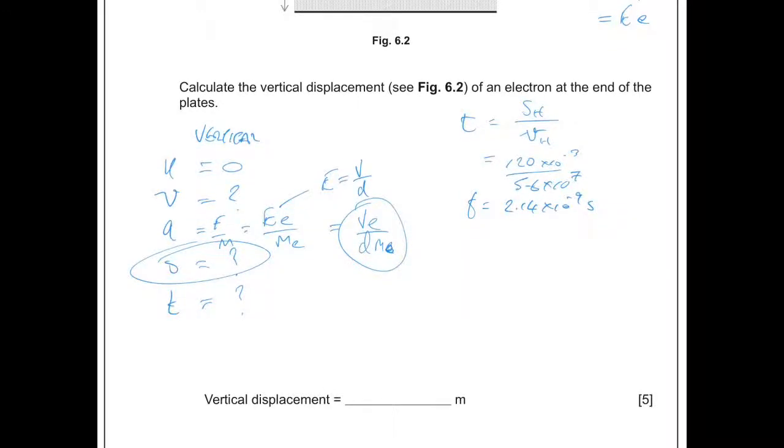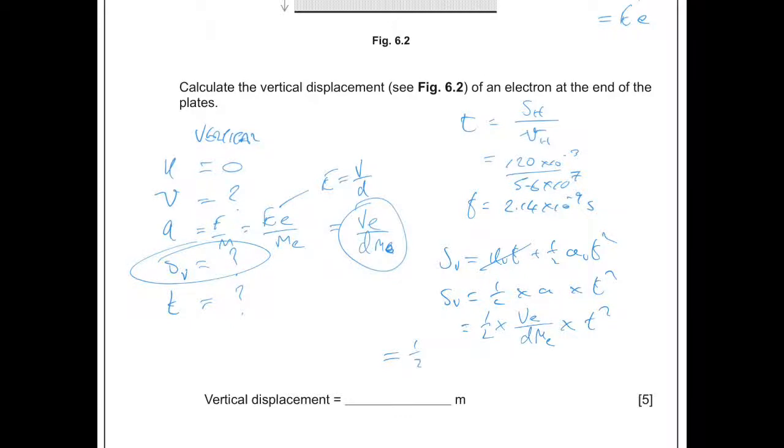So this vertical displacement here can be got from ut plus a half at squared. So u vertical t plus a half of a vertical t squared. And u vertical is nothing, so s vertical becomes a half times a times t squared. And so it's a half times V e over d m e multiplied by t squared.